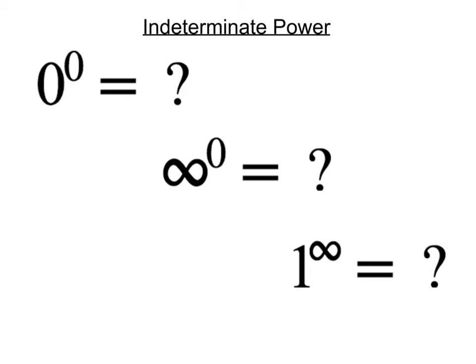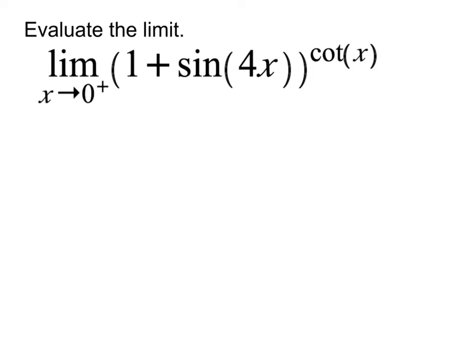And so let's go ahead and take a look at one example problem here for our lesson. We're going to use this one problem here to be able to see how this sort of thing can play out when we end up with that type of situation. Now, the first thing that we should do is we should actually just try direct substitution. So let's actually just plug that 0 in for x and see what we get out of it. So we're going to end up getting 1 plus sine of 4 times 0 to the power of cotangent of 0.